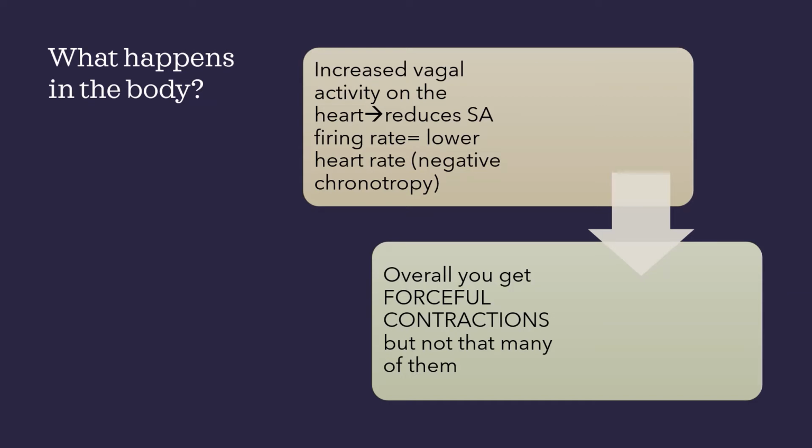There's also an increased vagal activity on the heart that then reduces the sinoatrial node firing rate, and that leads to a lower heart rate, which is known as negative chronotropy. So overall, you're getting more forceful contractions, but fewer contractions.